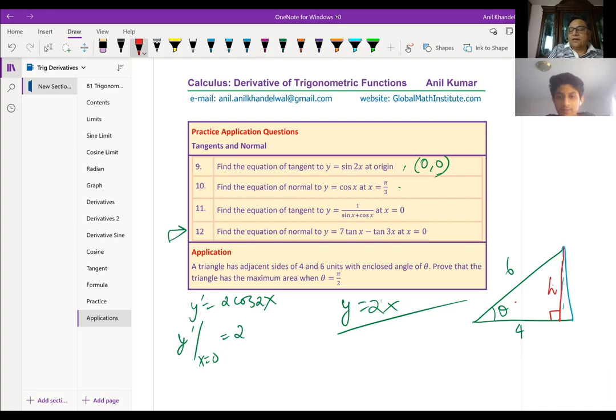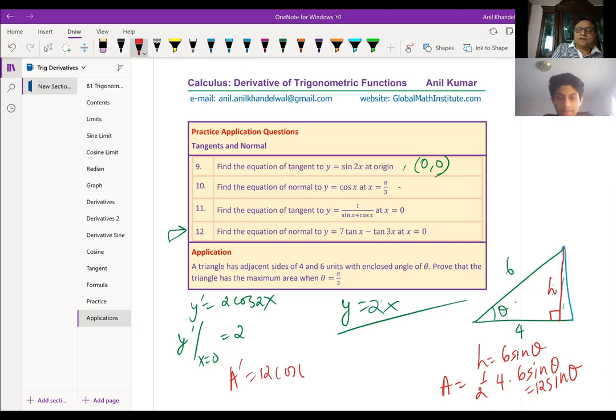And therefore the area will be half of base of 4 times height, which is 6 sine theta. Half base into height. So it is 12 sine theta. So the derivative is what? 12 cos theta, right? A prime is 12 cos theta.